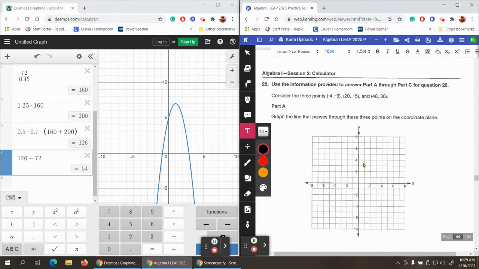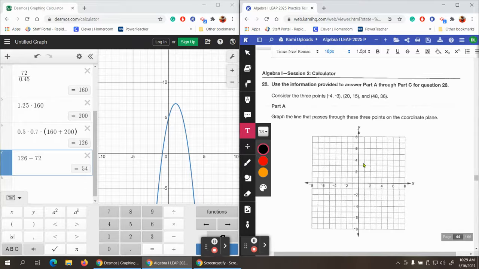All right, we've got the last question here. It says, use the information provided in part A through C for question 28. Consider 3 points. Use the information provided to answer part A through C. Consider 3 points.